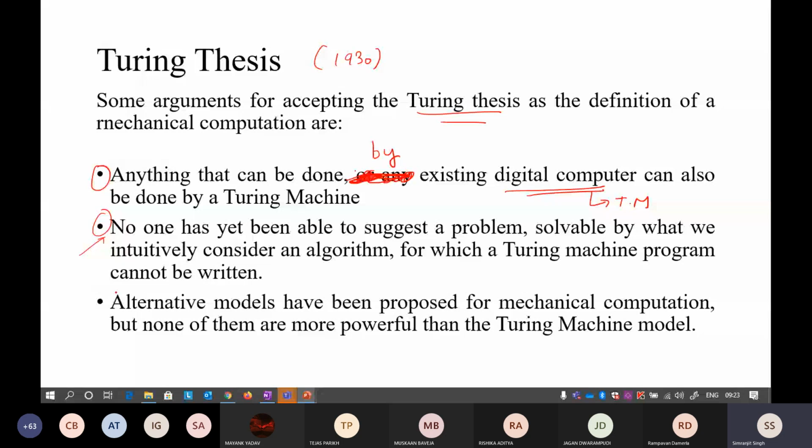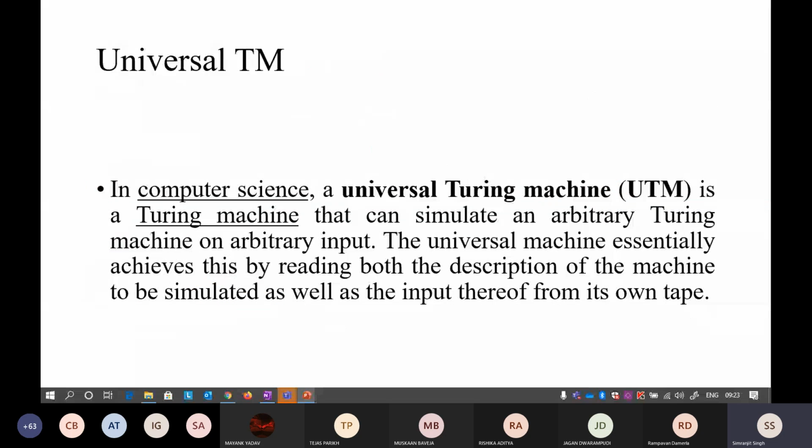The last point is that alternative models have been proposed for mechanical computation, but none of them is more powerful than the Turing machine. You have already seen the variations of Turing machines, and variations of digital computers are also not more powerful than the Turing machine model. Because this definition became so popular, your digital computer is referred to as a Turing machine. Another one is the universal Turing machine, which I will discuss in the next lecture.